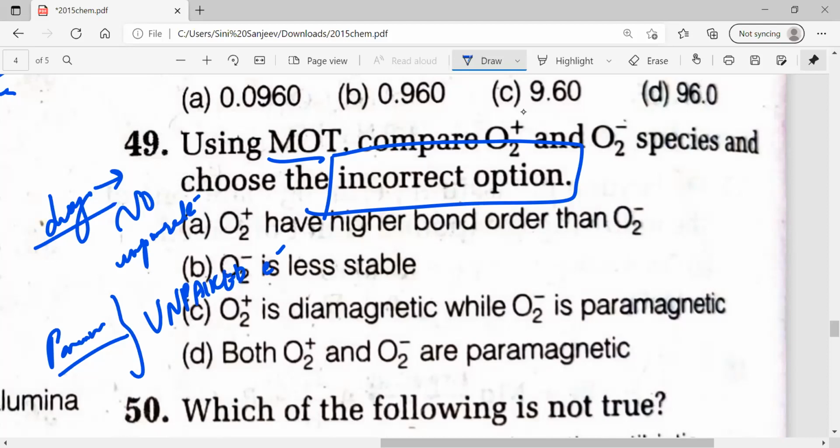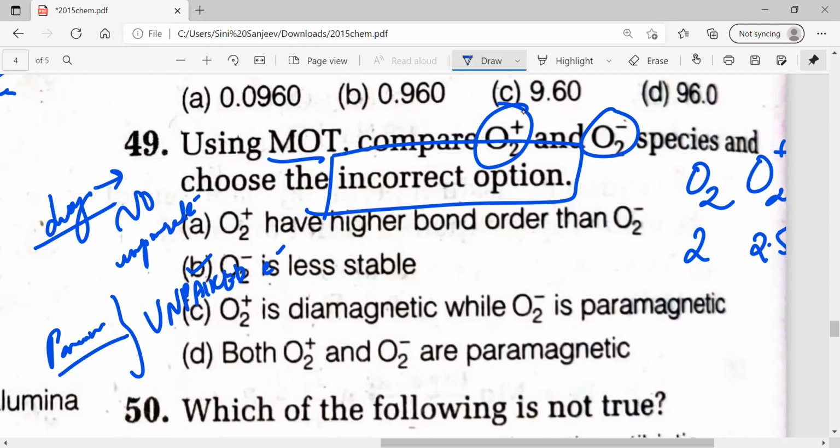Compared to O2 plus, O2 minus is more stable? So I can say that option B is correct. If I take oxygen, the bond order of oxygen is 2. If it is O2 plus, it is 2.5. O2 minus, subtract this, 1.5, because most of the entrance examinations have been asking about oxygen only, especially in MOT. O2 2 minus will be 1.